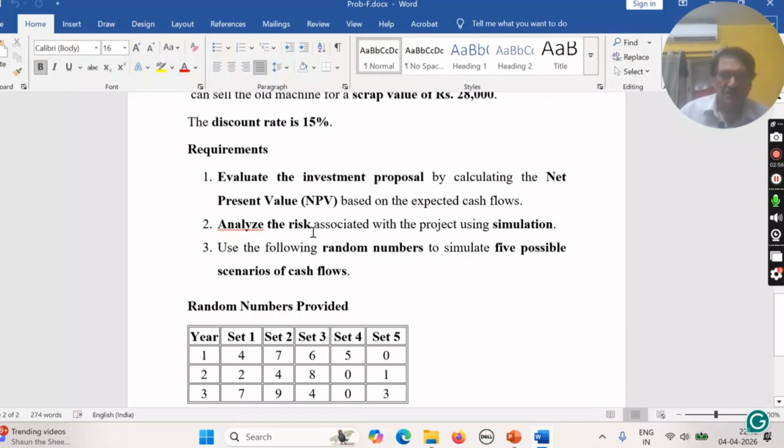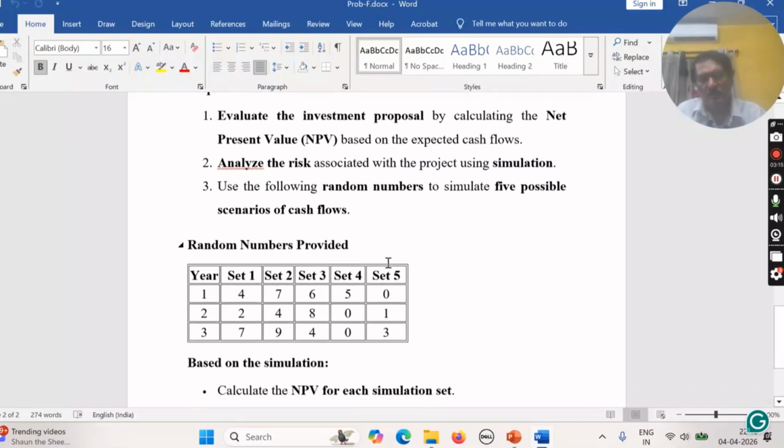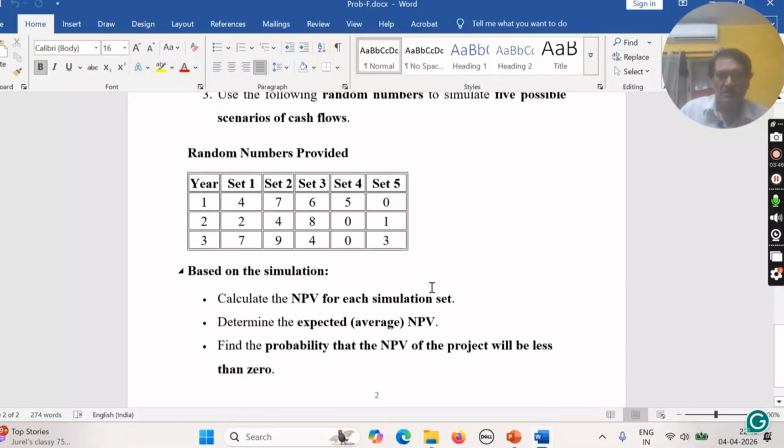Second, analyze the risk associated with the project using simulation method. And finally, third, use the following random numbers to simulate 5 possible scenarios of cash flows. Actually, in practice, there is a random number table and also it is available in Excel sheet or in computer. But here, for exam purpose, the 5 sets of random number is given for each year. You have to use these random numbers only, then it will be clear that you know how to use the random numbers to solve a simulation problem. Okay, for exam purpose, the random number will be provided in this way.